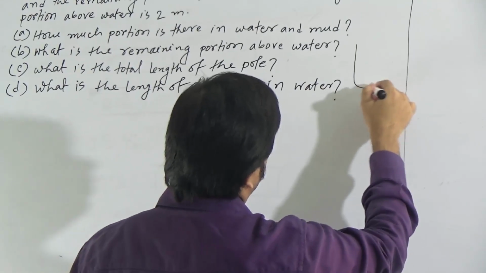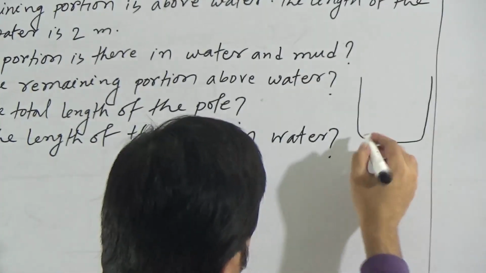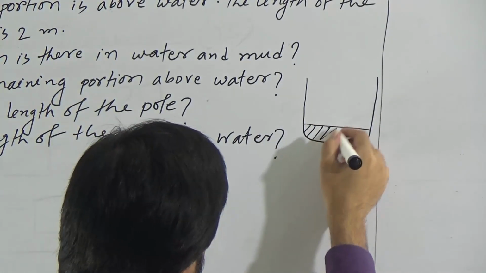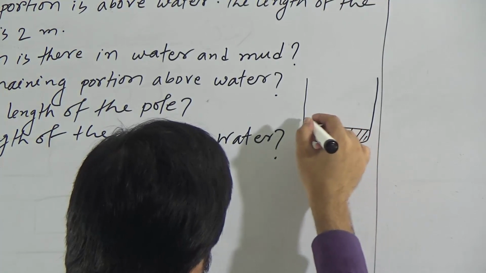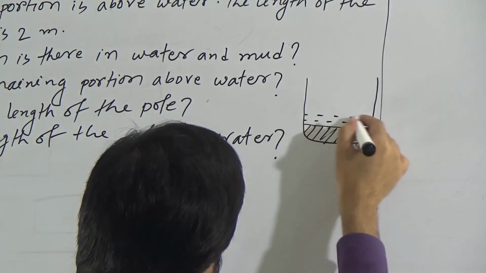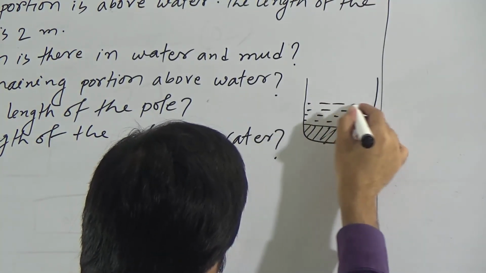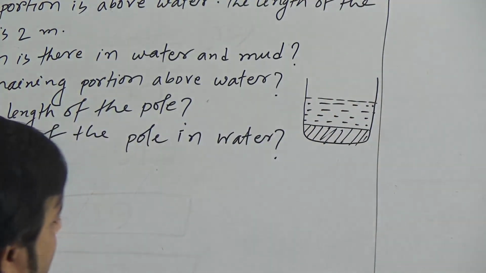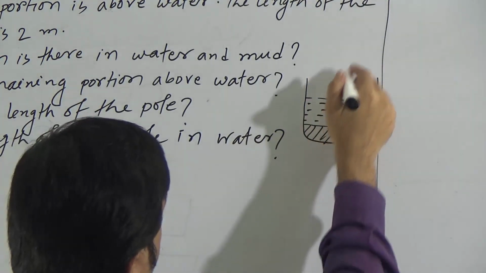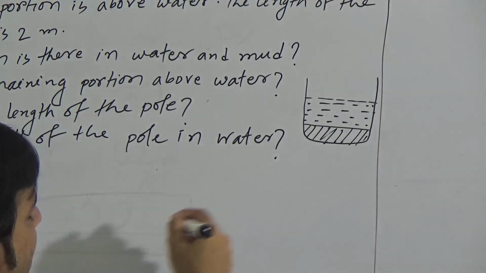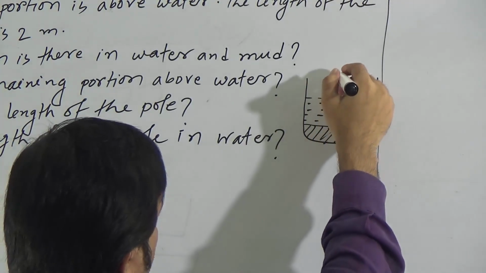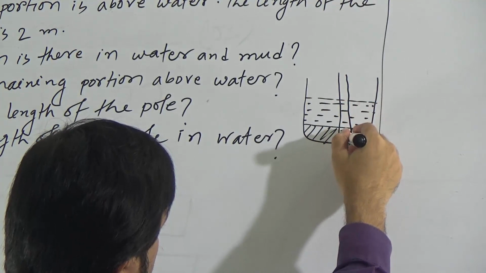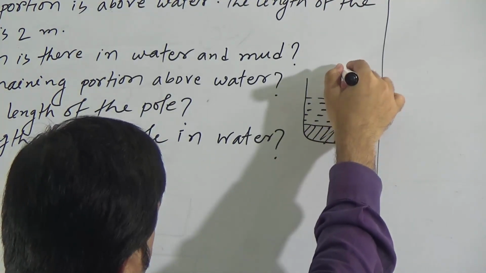Suppose this is a pond. This is mud. This portion denotes water. This is water, and this is above water. If I put a pole in water, we will get 3 parts here. Suppose this is a pole.